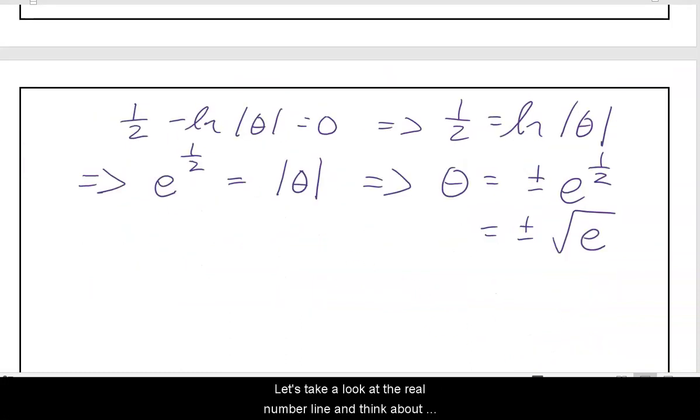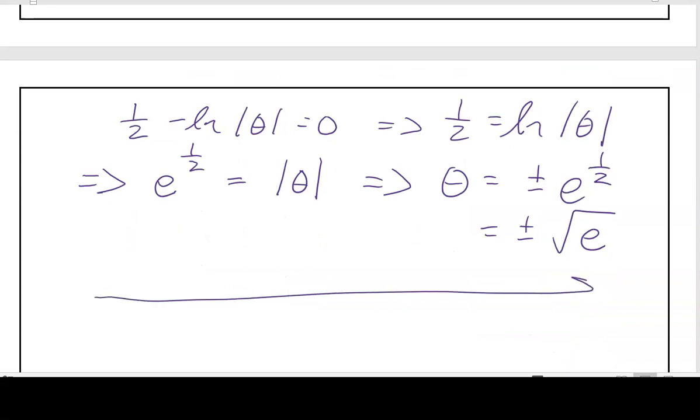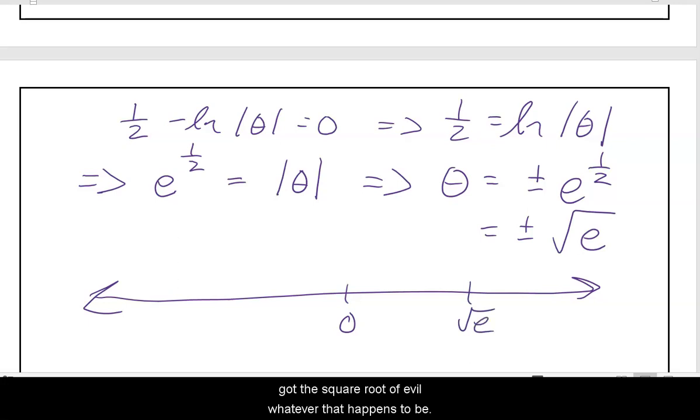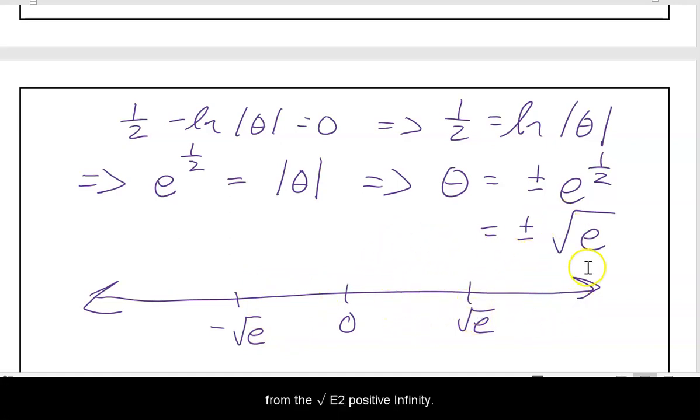Let's take a look at the real number line and think about what this does to it. Somewhere I have 0, and I know that can't be used. Somewhere to the right, I've got the square root of e, whatever that happens to be. And the same distance to the left of 0, I have negative the square root of e. This gives me my 4 regions where I could find the solution: from negative infinity up to negative square root of e, between negative square root of e and 0, between 0 and square root of e, and from the square root of e to positive infinity.